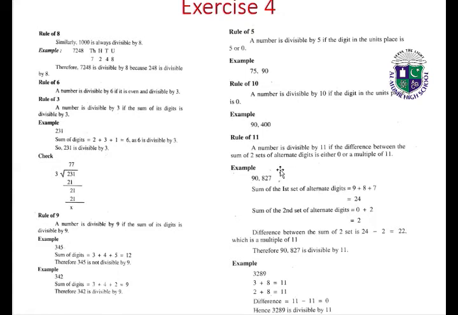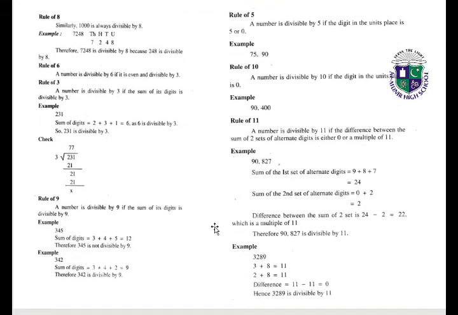And rule number 11: a number is divisible by 11 if the difference between the sums of two sets of alternate digits is either 0 or a multiple of 11. 90,827: the sum of the first set of alternate digits, 8 plus 9 plus 8 plus 7, is 24. The sum of the second set of alternate digits, 0 plus 2, is 2. 24 minus 2 equals 22, therefore 90,827 is divisible by 11.